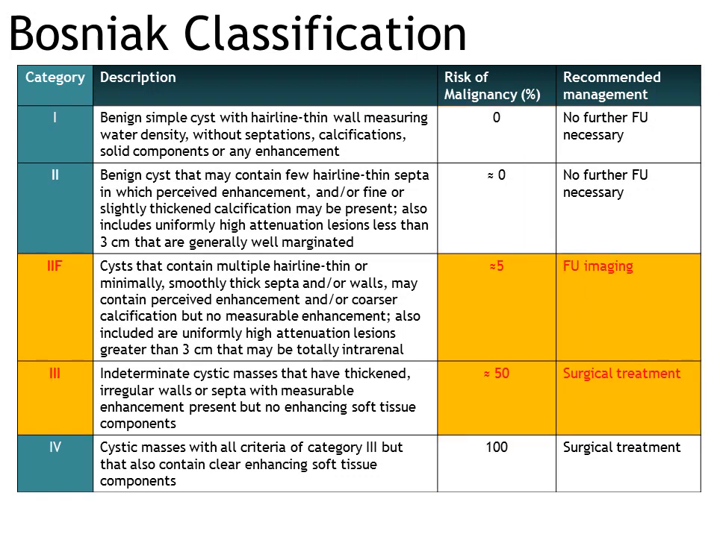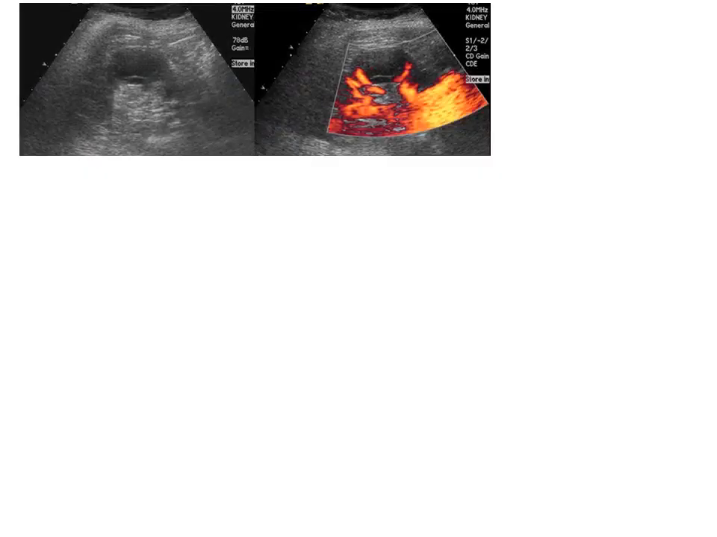Among these classes, the problem is always differentiation between Class 2F and Class 3, because the risk of malignancy is very different, and so the recommended management is different. Here you see a case of a cyst with a fine septum that does not show flow signal at Doppler. If there is any question regarding the flow signal, CEUS can confirm that there is no flow signal, so Bosniak Class 2.